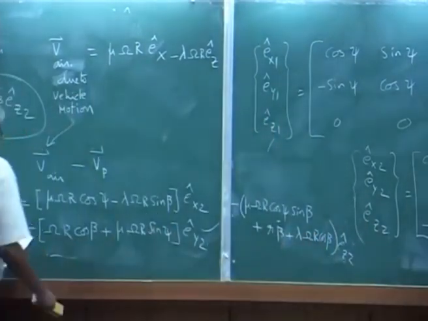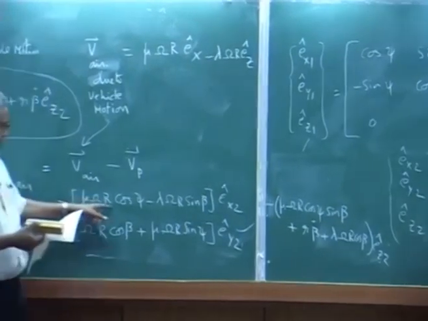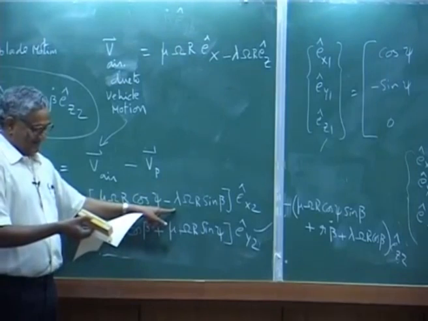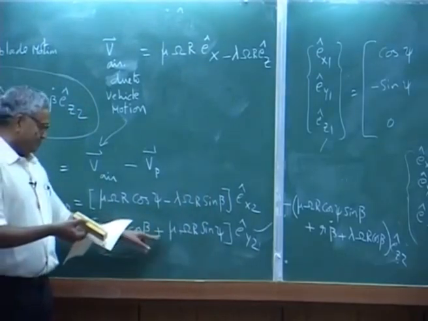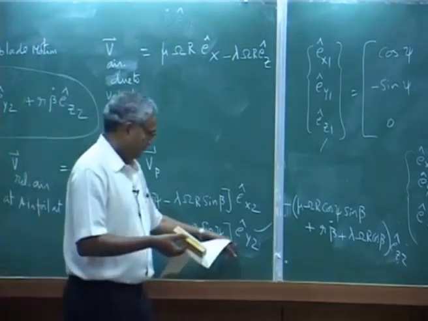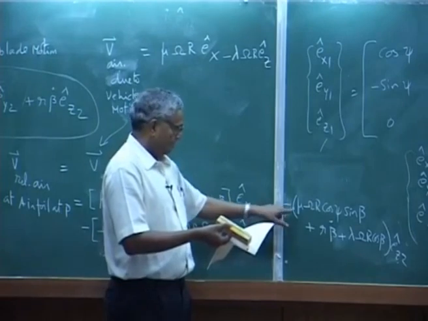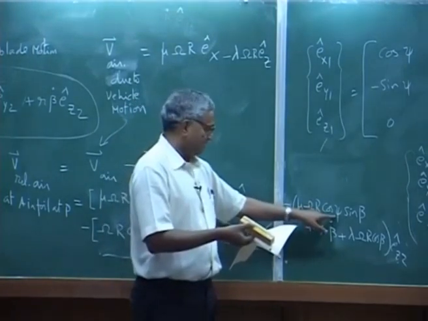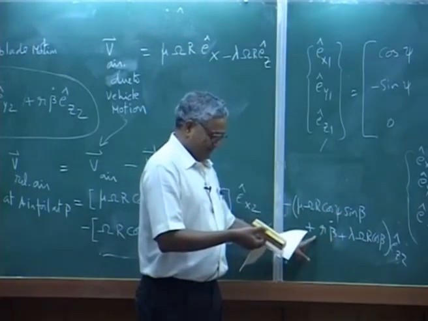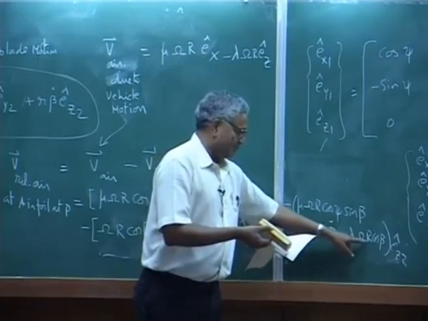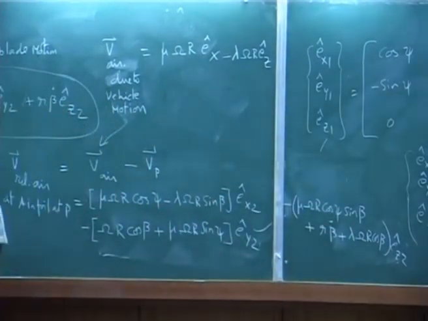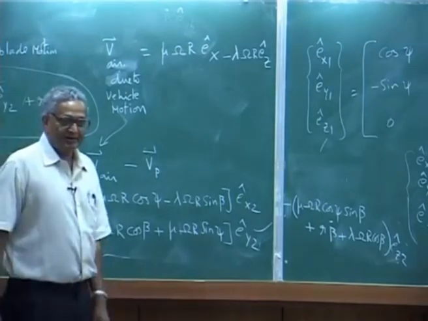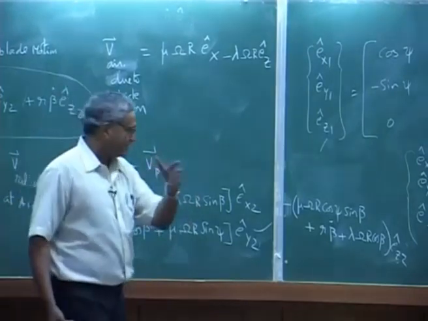Maybe I will write it again. So, you see here mu omega r cosine psi minus lambda omega r sine beta e x 2, then minus omega r cosine beta plus mu omega r sine psi, this is along y 2 and this is a minus sign mu omega r cosine psi sin beta plus r beta dot plus lambda omega r cos beta, this is along e z 2, okay. Is it clear? You have now three components of velocity. You go ahead and you substitute and get it, you take that as an exercise.